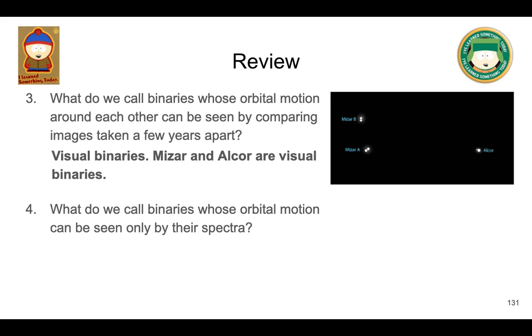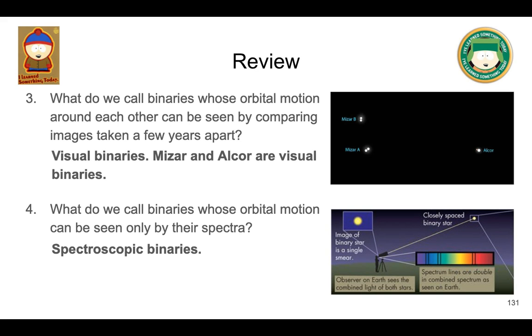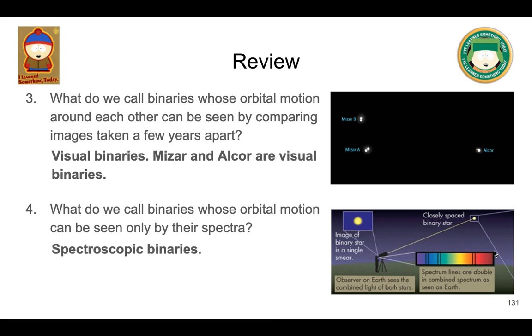What do you call the binaries whose orbital motion can be seen only by their spectra? These are the spectroscopic binaries. In the case of spectroscopic binaries, you get pairs of lines. At any given point, one of the stars will be moving towards you, and that star's lines will be a little bit blue shifted, while the other one's moving away, so that star's lines will be a little bit red shifted. You'll keep getting these pairs, and by watching how these pairs of lines change over time, you can determine how long it's taking these stars to orbit.